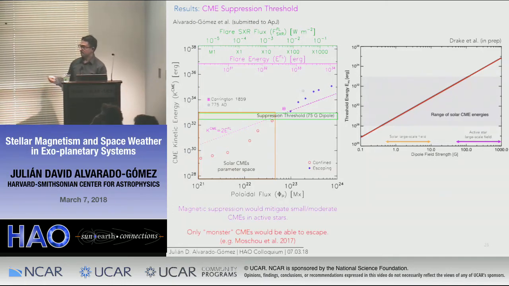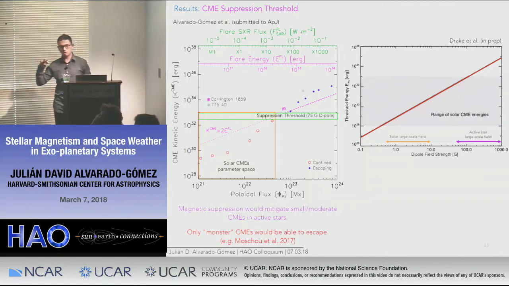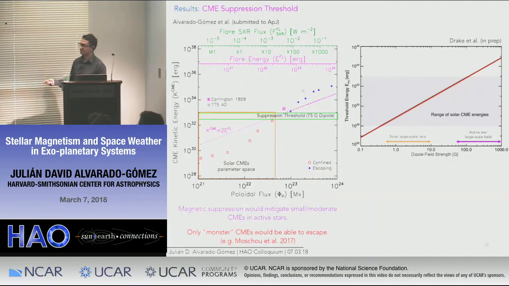This means that the magnetic suppression will reduce the amount of CMEs that you get. You will mitigate pretty much all the small and moderate CMEs, and only the very big ones, monster CMEs, will be able to escape. And that could explain why we don't see them. And this is actually good news for the exoplanets, because if the star has a large-scale field, it will be preventing those CME events from going.